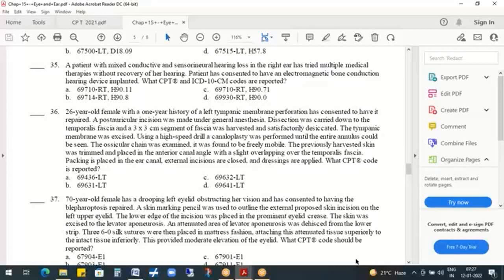Tympanoplasty with antrotomy or mastoidotomy, middle ear. Sorry, sir, without ossicular chain reconstruction. Okay, now I understood. Now in the scenario, is any mastoidotomy performed? No, sir. Then B is the answer. 69631. Okay, sir.